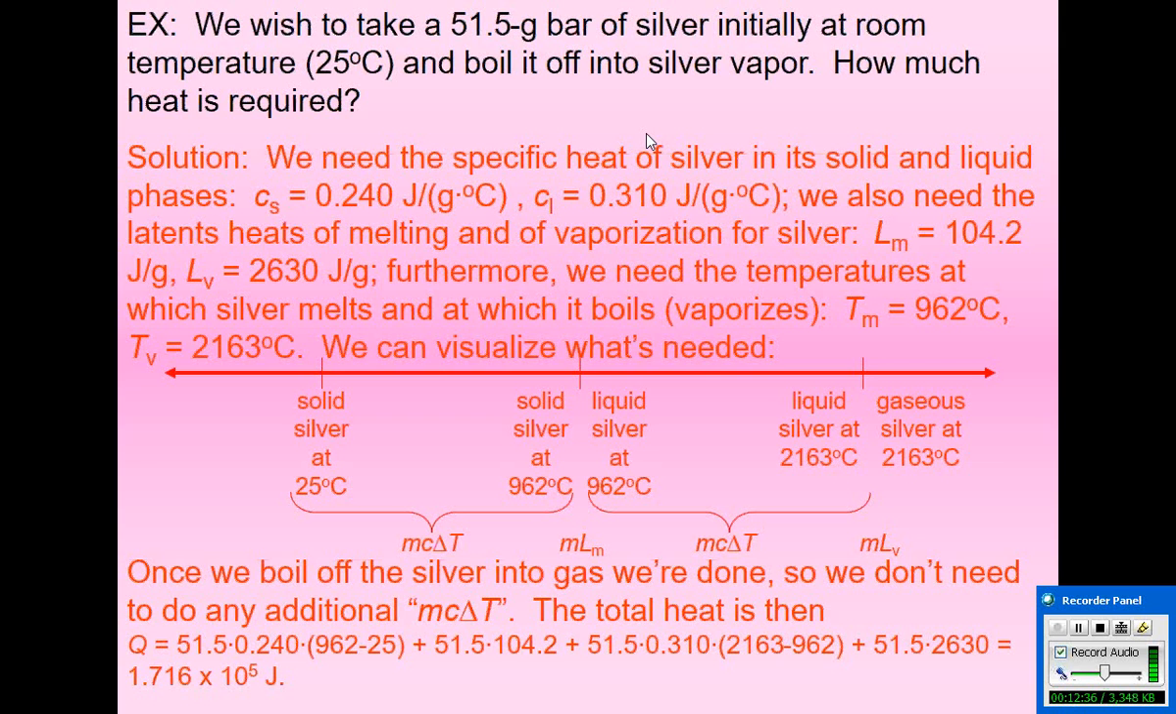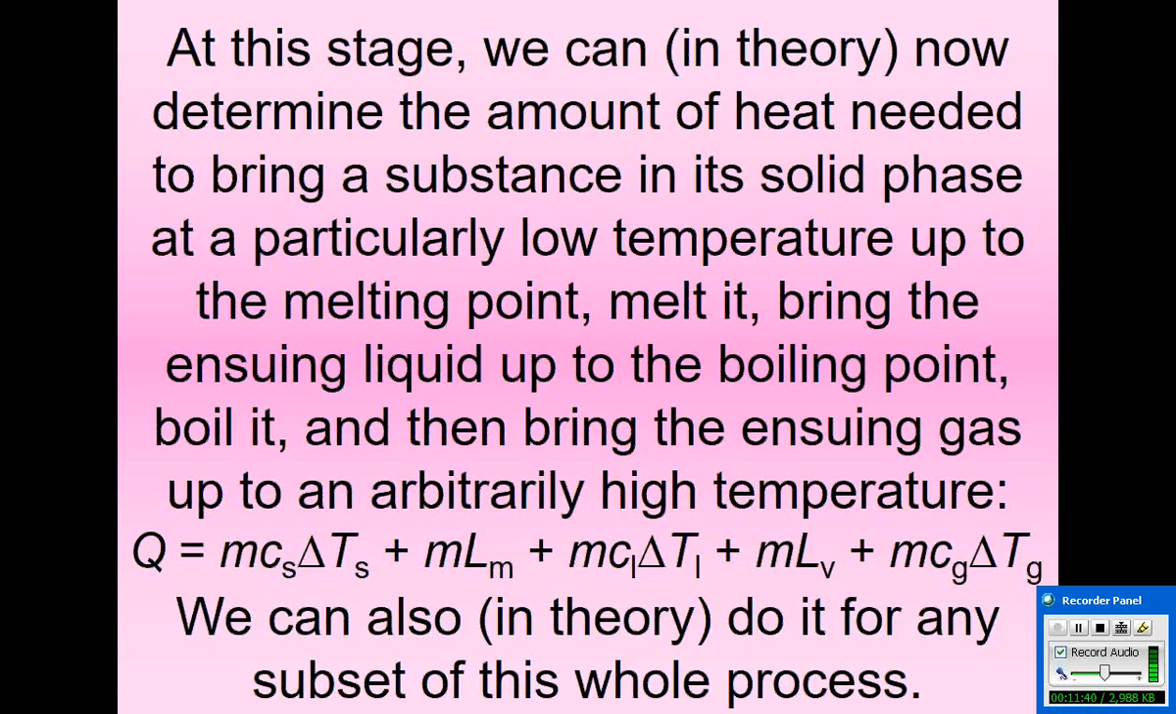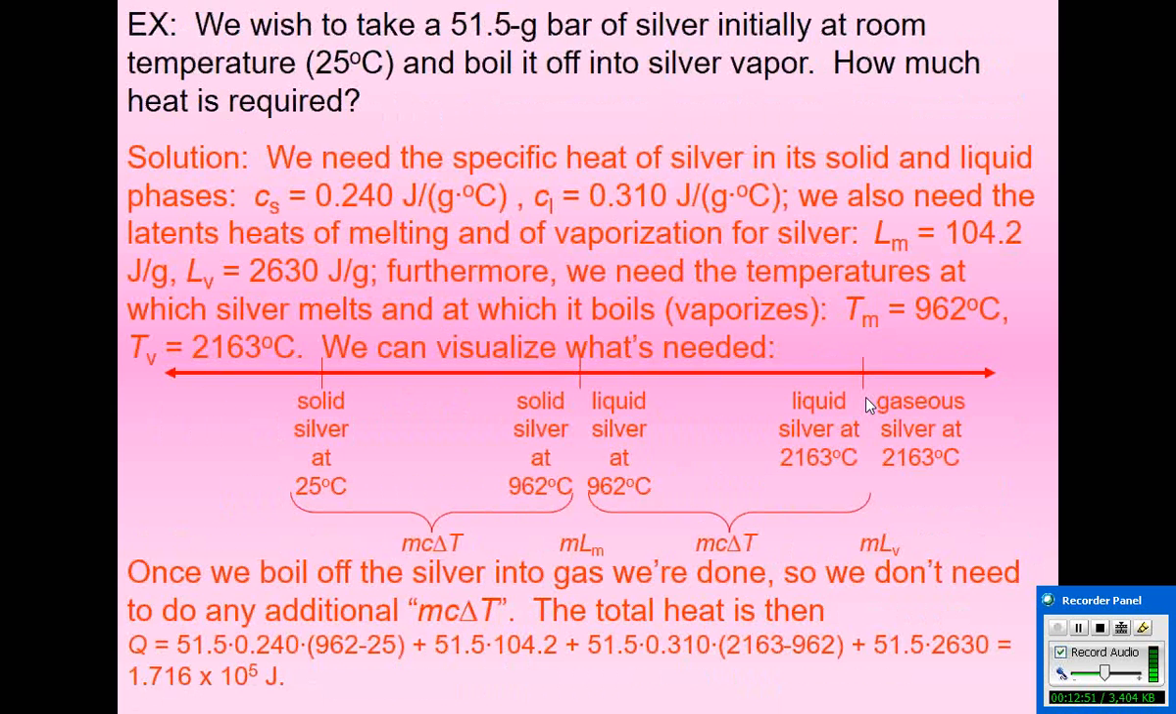We are starting with solid silver. We need to raise the solid silver to the melting point. We then have liquid silver. We then need to raise this liquid silver to the boiling point, and then we need to boil it. We don't need to raise the temperature of the subsequent gaseous silver. We're just asked, boil it off into silver vapor.